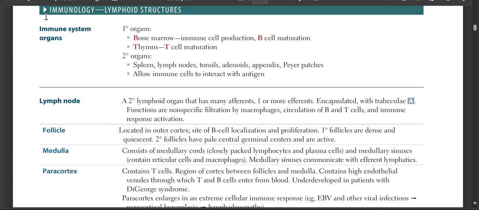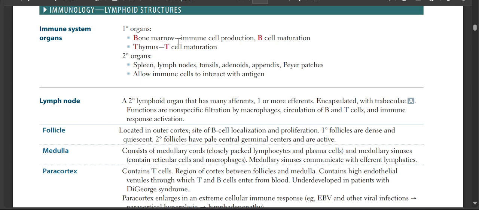Okay, so firstly, we have the structure of the immune system. Now, there are two different types of organs in the immune system: the primary organs and then the secondary immune organs. The primary organs are responsible for production and maturation of the lymphocytes, while the secondary organs are only responsible for storing all the lymphocytes and macrophages and neutrophils, all of those combined.